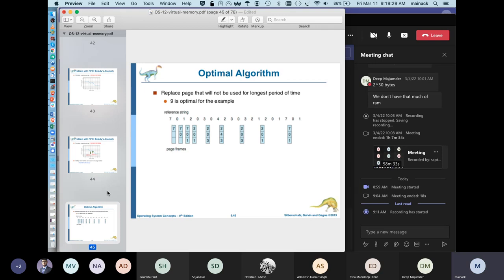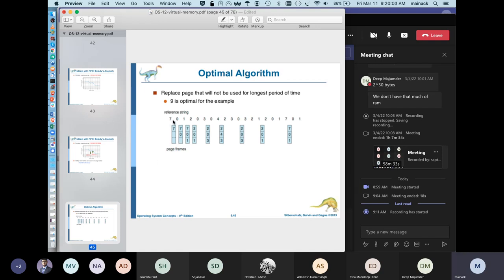Essentially, in this optimal algorithm, the view is that you know all the accesses over time, even in the future. And at any given instant, you replace the page which, among all the pages in memory, will not be used for the longest period of time.